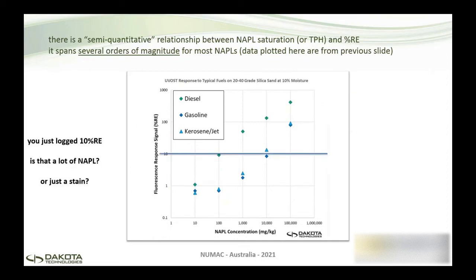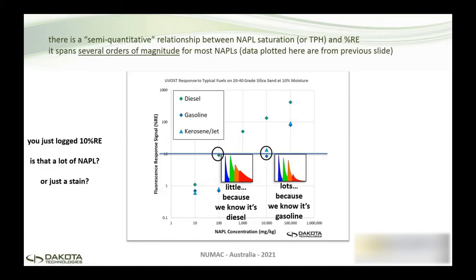So you have to ask yourself, you just logged a location and you got a 10% RE response. Is that a lot of NAPL, or is it just a light staining of NAPL on the soil? Well, it really depends, right? If you see a diesel waveform where you got that 10% hit, you know that it's fairly light because diesel's very fluorescent. A 10% response of gasoline gets a lot more respect because it takes a lot more gasoline filling those pore spaces to generate a 10% than it does diesel.